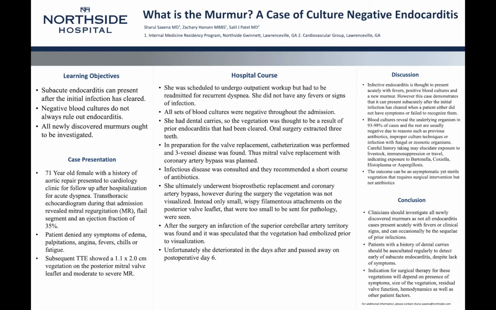Blood cultures reveal the underlying organism in 93 to 98% of cases, and the rest are usually negative due to reasons such as previous antibiotics, improper culture techniques, or infection with fungal or zoonotic organisms. Careful history taking may elucidate exposure to livestock, immunosuppression, or travel, indicating exposure to Bartonella, Coxiella, Histoplasma, or Aspergillosis. The outcome can be an asymptomatic yet sterile vegetation that requires surgical intervention but no antibiotics.